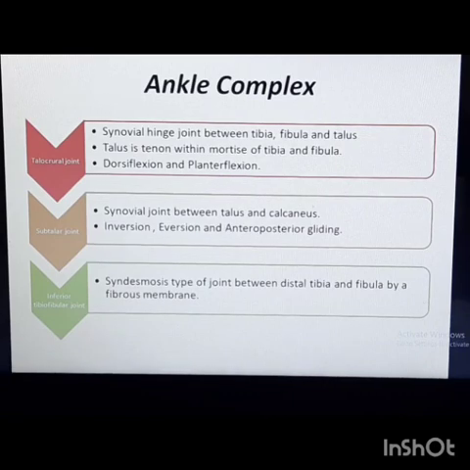Number 2 is the subtalar joint. Again, it's a synovial joint between the talus and calcaneum. The movements permitted by this joint are inversion, eversion, and anterior-posterior gliding. The inferior tibiofibular joint is a syndesmosis type of joint between the distal tibia and fibula by a fibrous membrane, also known as the interosseous membrane.